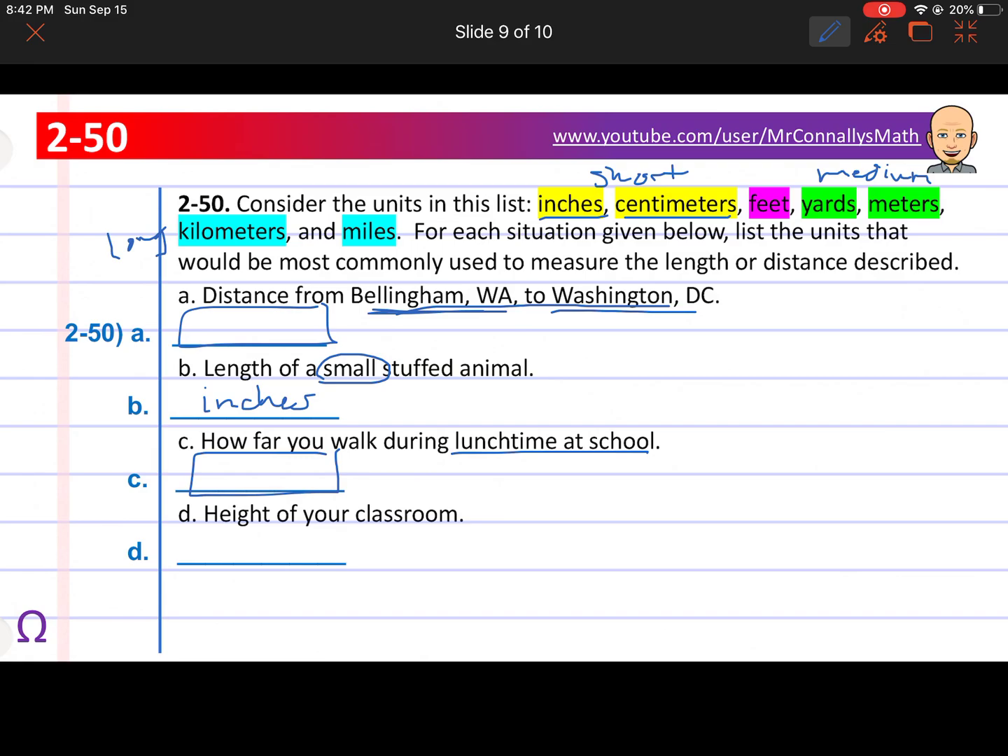And then finally, the height of our classroom. It's probably not the long distances. It's probably not the short distance. It's one of the medium ones. So you decide what would go there.